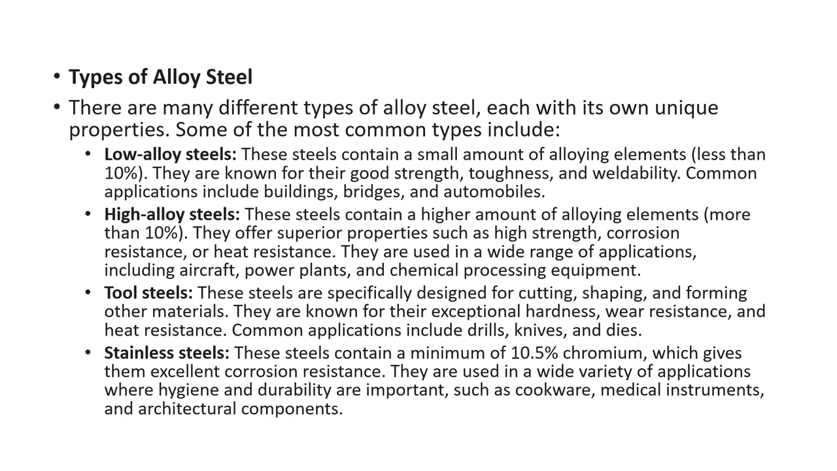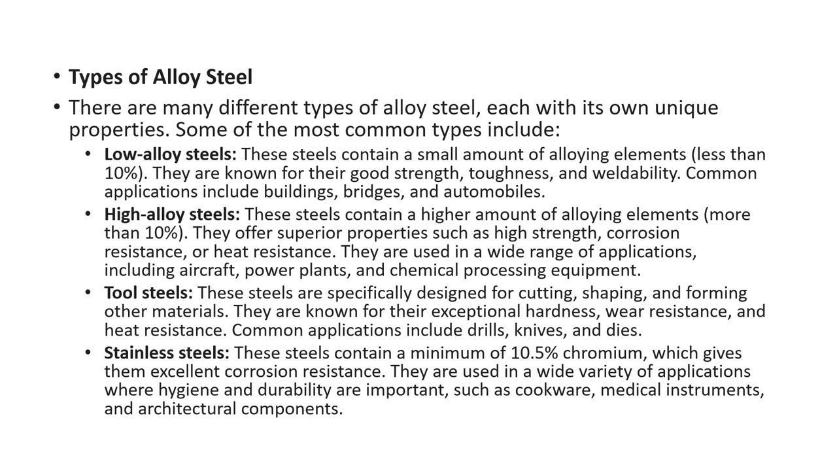High alloy steels. This steel contains a higher amount of alloying elements, more than 10%. If the alloying element percentage is more than 10, then it is called a high alloy steel. They offer superior properties such as high strength, corrosion resistance, or heat resistance. They are used in a wide range of applications including aircraft, power plants, and chemical processing equipment.